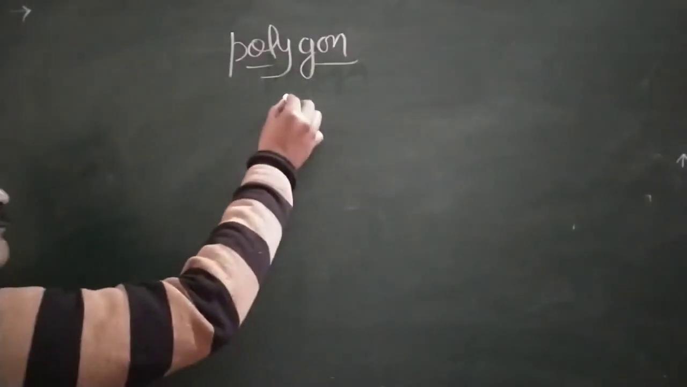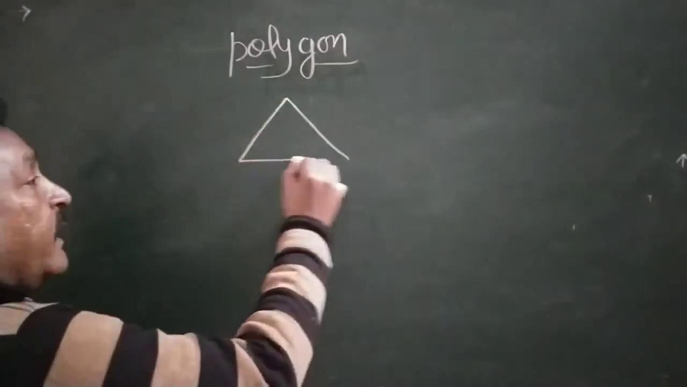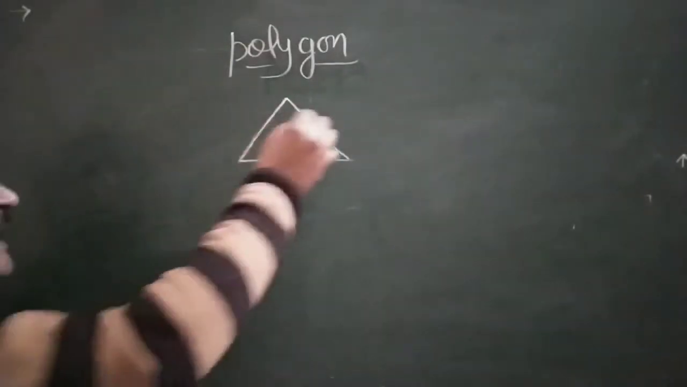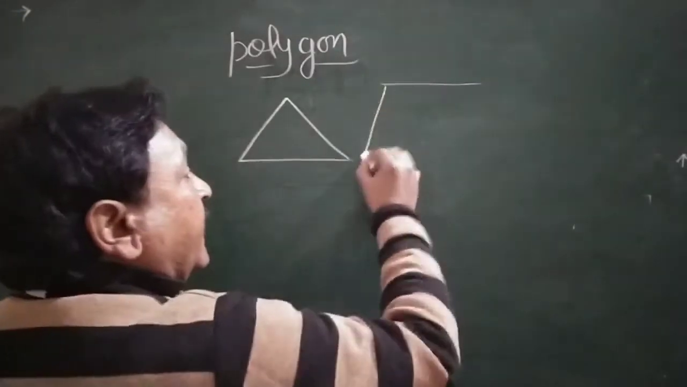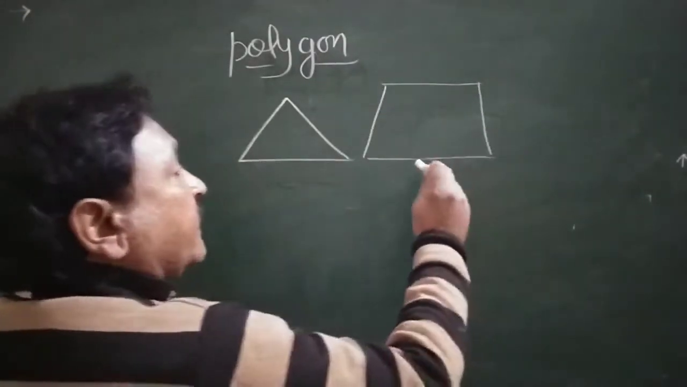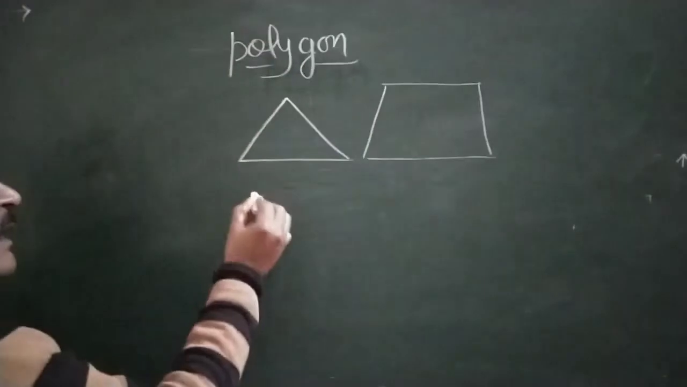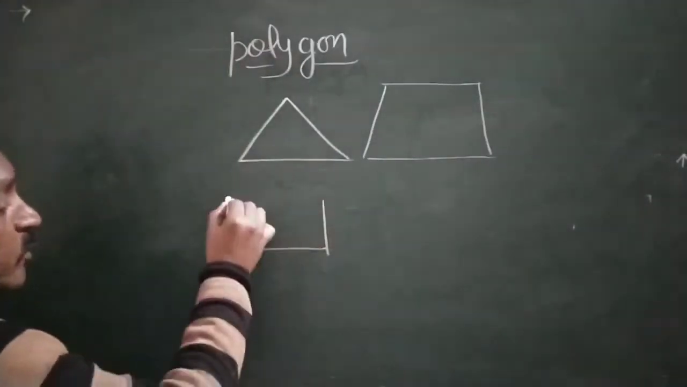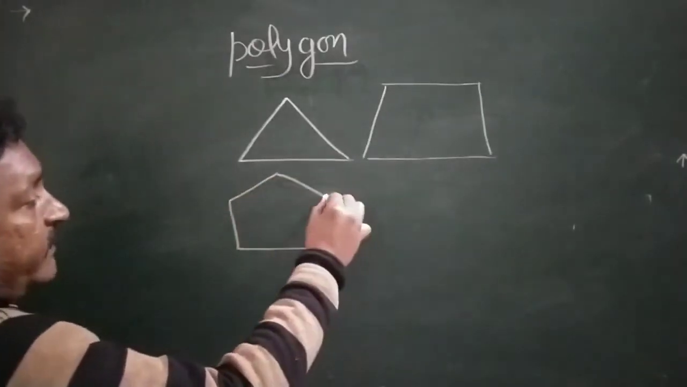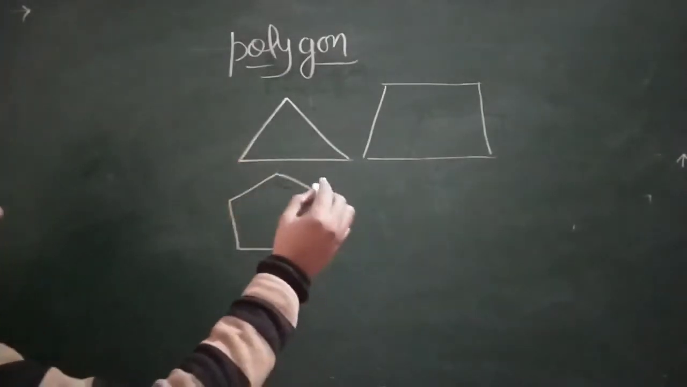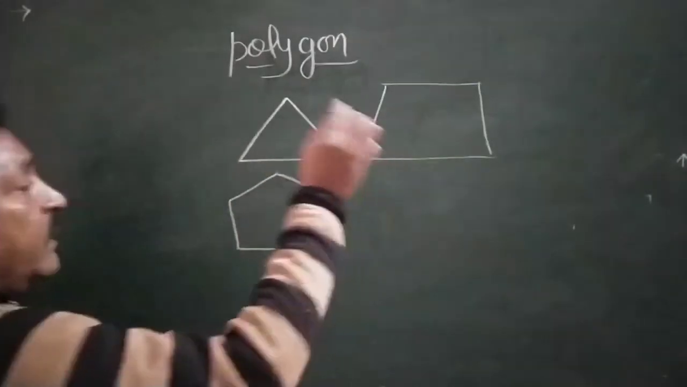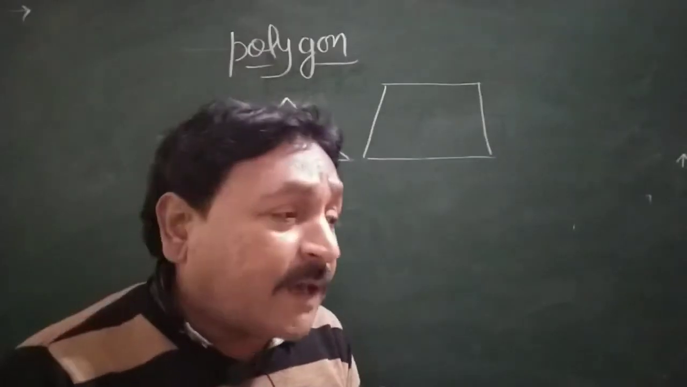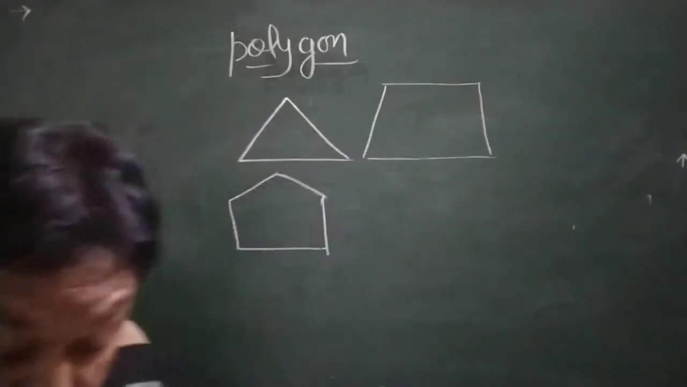See, the first polygon is the triangle. It is formed of how many sides? 3. And then with 4 sides we can take any quadrilateral. It has 1, 2, 3, 4 sides. In the same way, with 5 sides, 1, 2, 3, 4, 5, it is called a pentagon. It is a triangle. It is a quadrilateral. It is a pentagon. In the same way, hexagon, octagon. These are all polygons. One more thing.